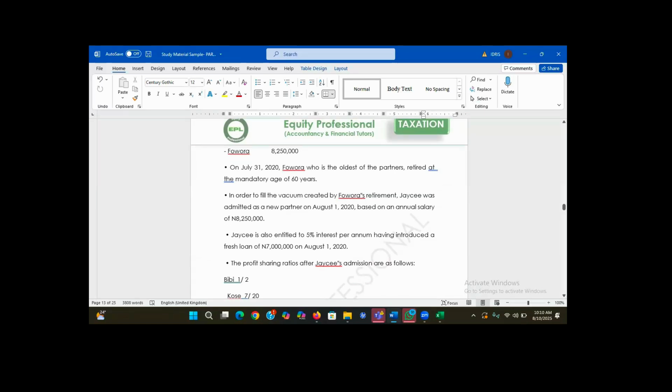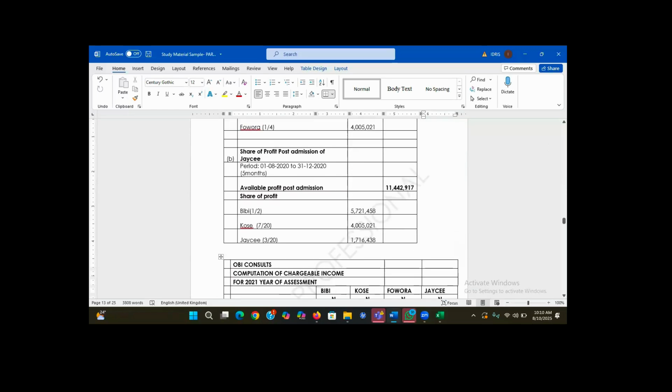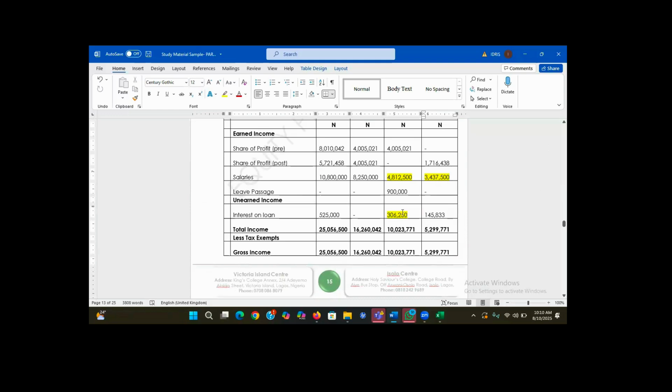That is 5% times 7 million. Times how many months? 5 months. 5 over 12. That's 145,833. Interest on loan. Can we see that?